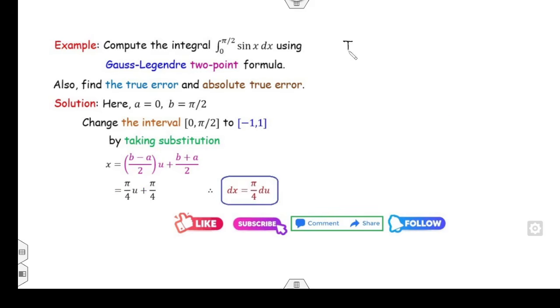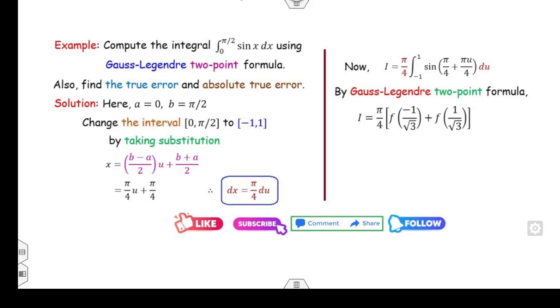I can substitute in the given integral. Integration is from -1 to +1. Sine of x, where x will be pi over 4 u plus pi over 4, into du. So pi by 4 is outside, into du. Fine. Now the domain is from -1 to +1. I can apply the Gauss-Legendre quadrature 2-point formula. What is the f?